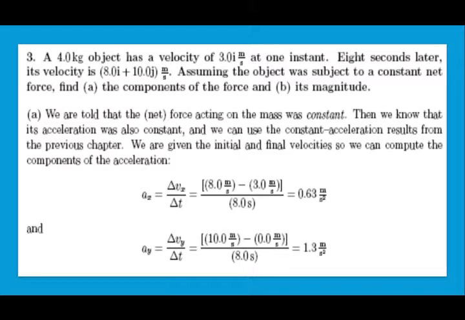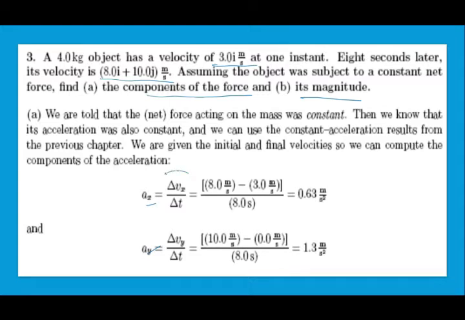Okay, next. A 4 kilogram object has a velocity of, what is given to us, 3 meters per second at 1 instant. 8 seconds later, its velocity became 8i plus 10j meters per second. Assuming the object was subject to a constant net force, find the components of the force and its magnitude. Okay? So, take note, x and y are different.